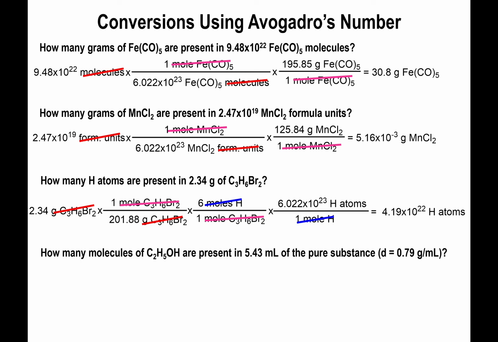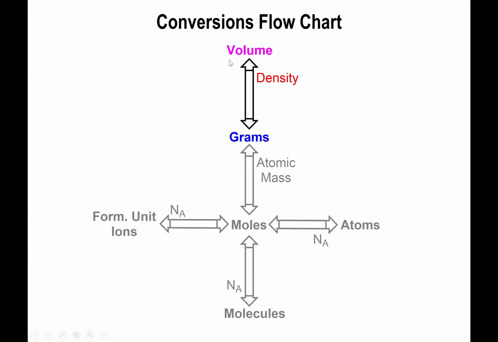All right, one more. We're going to find out how many molecules of C2H5OH are present in 5.43 milliliters of this substance, with the information being given that the density of the substance is 0.79 grams per mL. Alright, so we start with the 5.43 mLs, and looking at the roadmap, with volume, the only place we can really go is the mass. And we need to use the density to make that conversion.